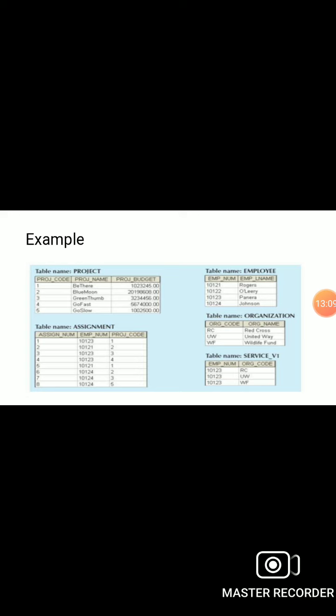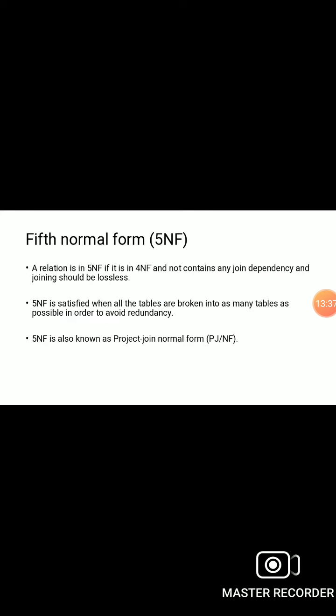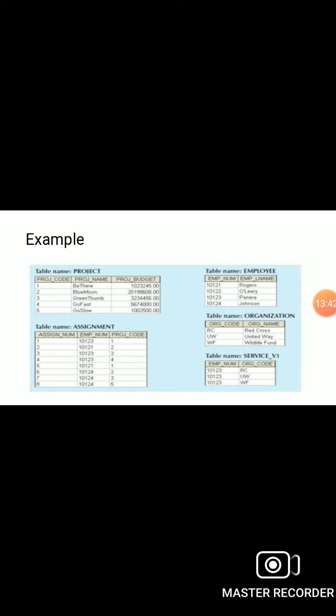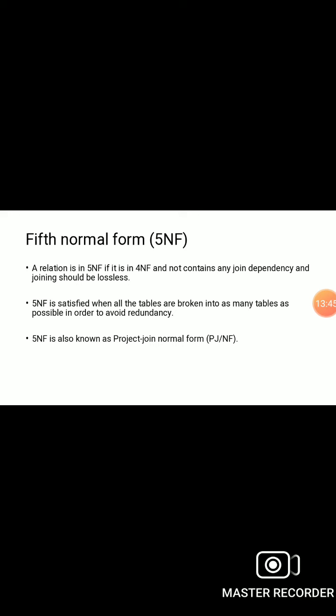Here, with the project code we can identify the project name and the project budget. Here the table is assignment. With the assignment number we can identify the employee number and the project code. With the employee number we can identify the employee last name. With the organization code we can identify the organization name. And with the employee number we can identify the organization code. In the same way, we are splitting the table into four tabular formats, in fourth normal form.